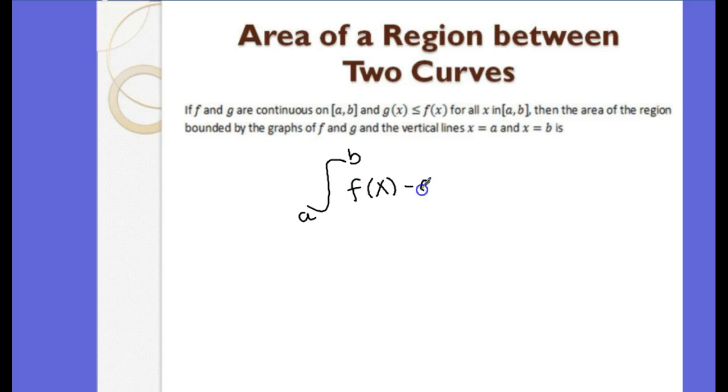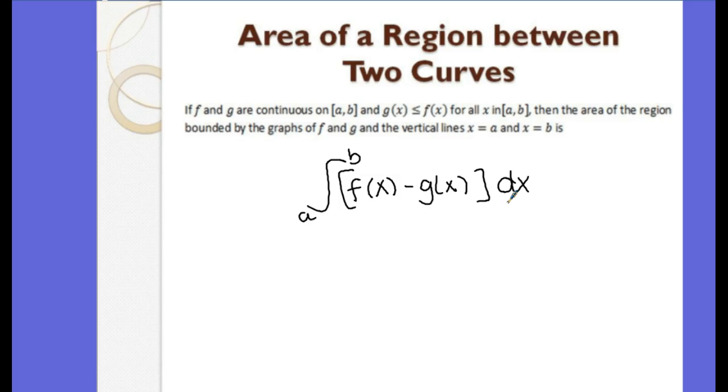Well, this is to discuss that point that we just brought up, which is what happens if g is not always smaller than f. Everything breaks.